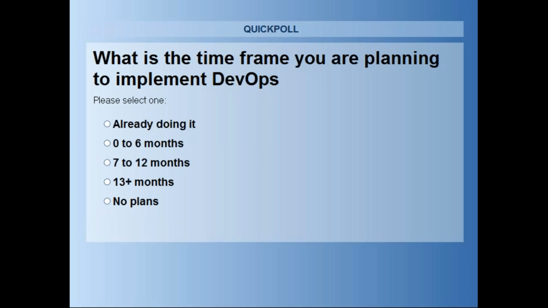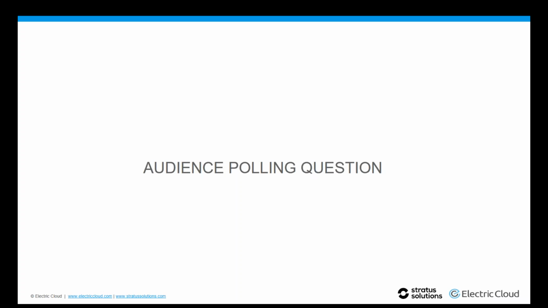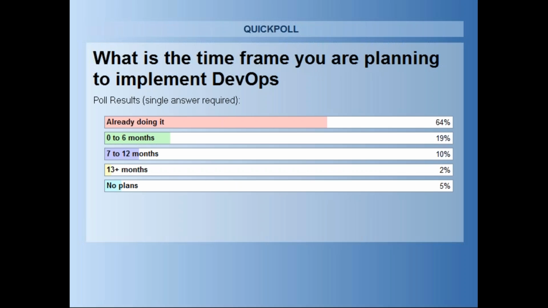What is the time frame you are planning to implement DevOps? This is especially important to the 18%. Select one of the following: already doing it, 0 to 6 months, 7 to 12 months, 13, so a year or more out, or no plans at all. Again, please vote. And given the last answer, Sam, I hope most people are already doing it, but let's see. We'll close it off in 5, 4, come on, a few more votes, 3, 2, 1.